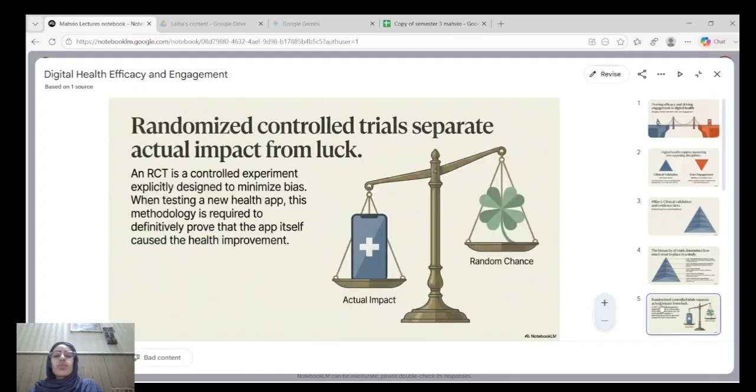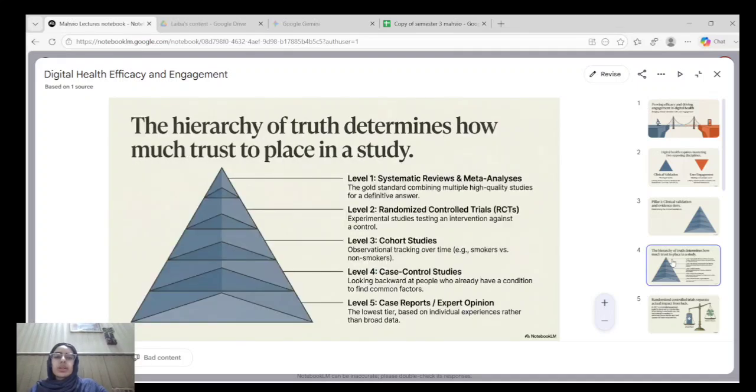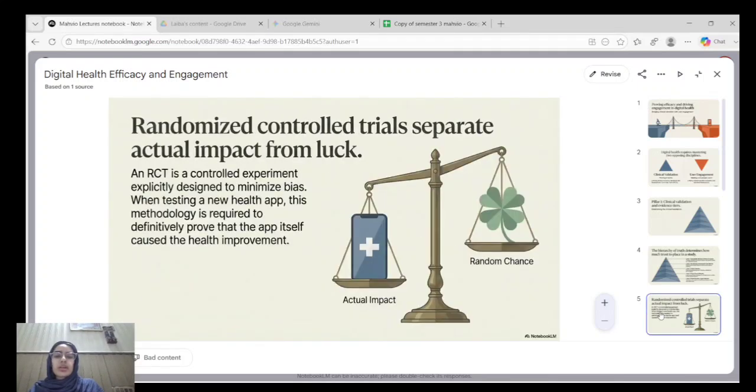So the question is, why do we insist on level 2 for our software? Level 2 is randomized controlled trials. A randomized controlled trial, or RCT, is a controlled experiment explicitly designed to minimize bias. For example, if a patient downloads our app and their blood pressure drops a month later, was it because of our app? Or was it because the weather got warmer and they went for more walks? Random chance plays a huge role in health. When testing a new health app, this methodology is required to definitively prove that the app itself caused the health improvement.